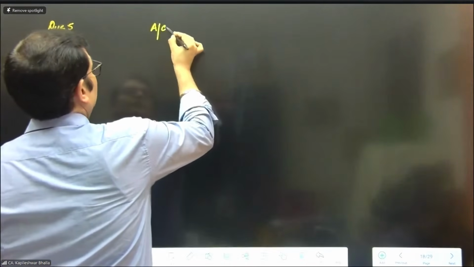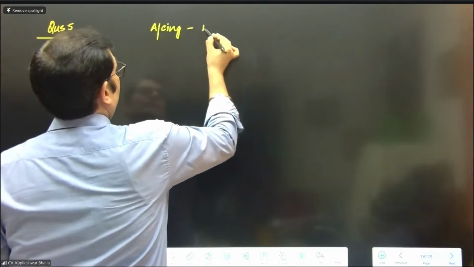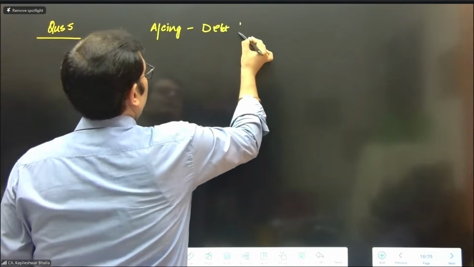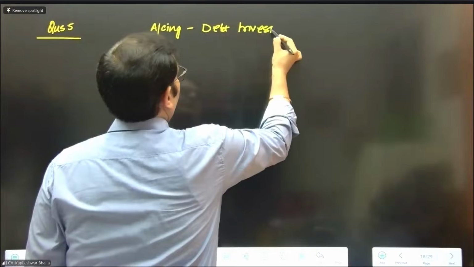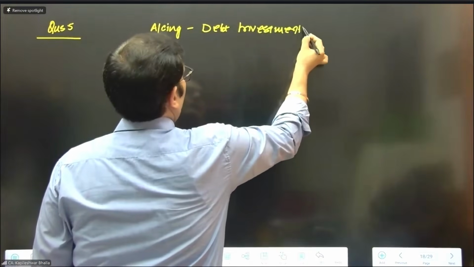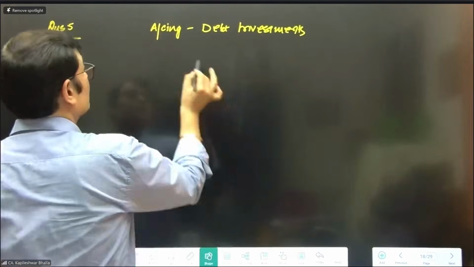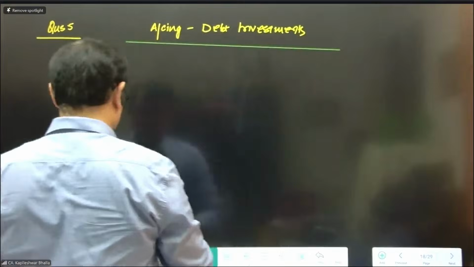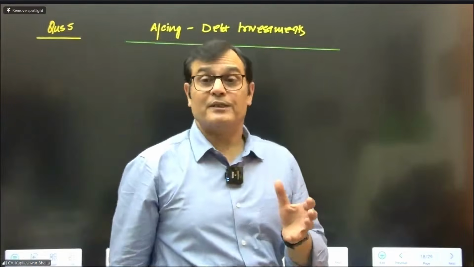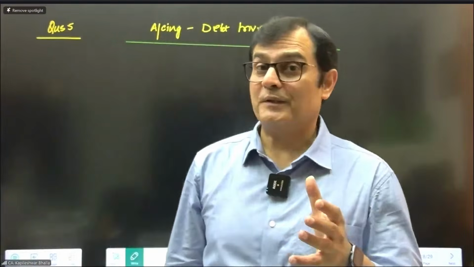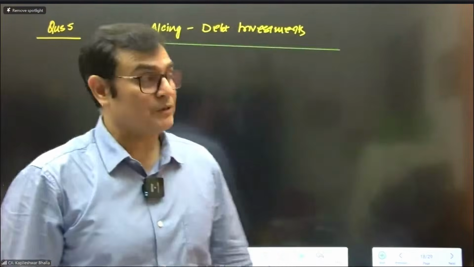So this is my question number 5, and I'm looking at the accounting for debt investments, with 3 permutations and combinations. I think making a chart after this question is going to make more sense because we'll be able to relate things better. I'll be able to put questions better. So we'll get the entire trail of thoughts.